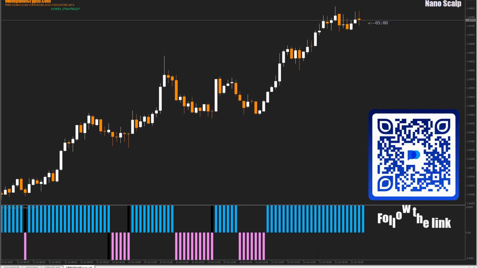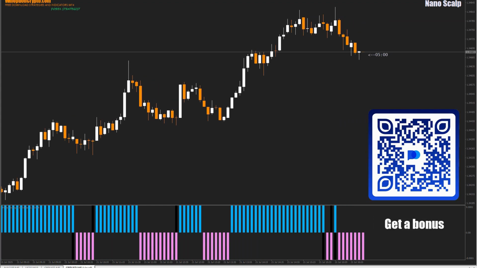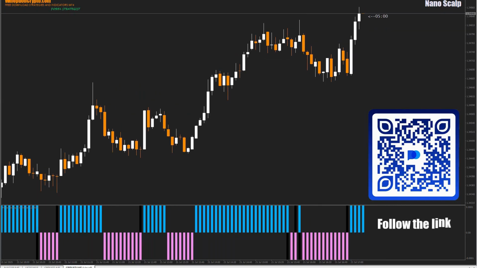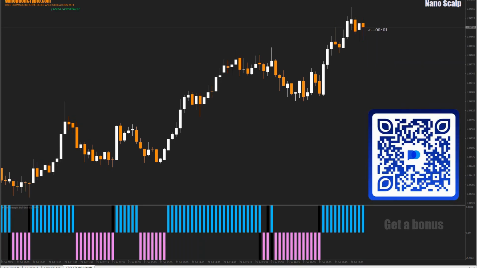So, the Nano Scalp binary options strategy is built on the indicator's signals and has proven itself well on volatile currency pairs. Despite the minimal set of technical tools, the system gives confident results, especially during active trading hours. Simple rules and clear signals will be appreciated by traders who prefer clear and logical approaches without complex calculations and overloaded theory.